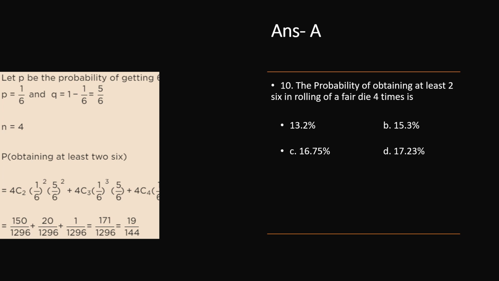So the 1 by 6 power will be 2 and 5 by 6 remaining power will be 2, plus 4C3, we are choosing 3 in 4, and similarly we are updating the power also, and 4C4, where it would be 1 by 6 to the power 4 and 5 by 6 to the power 0. So overall calculation will come as 19 by 144. When we solve this, just divide it and calculate the fraction part. So it will come as 13.19, so it will be 13.2%. So answer will be A here.